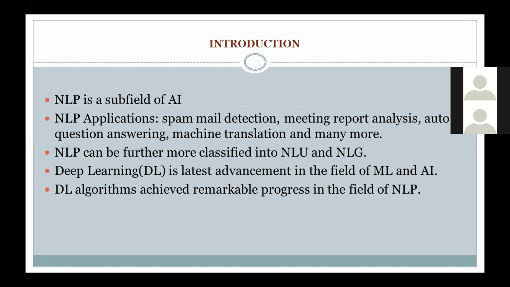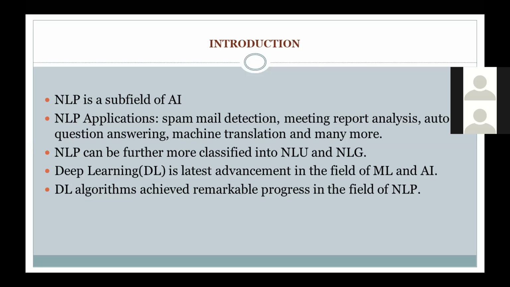First, introduction. Natural language processing is a subdomain of artificial intelligence. It provides various algorithms to make humans and computers interact with each other. It takes text data as an input and converts it into structured data, which is easy to understand and analyze. The advanced natural language processing applications are spam mail detection, meeting report analysis, auto question answering, machine translation, and many more. NLP can be further subdivided into NLU and NLG, that is natural language understanding and natural language generation.